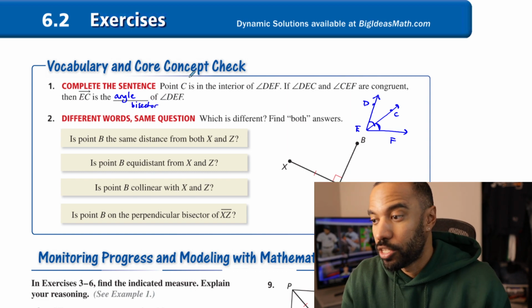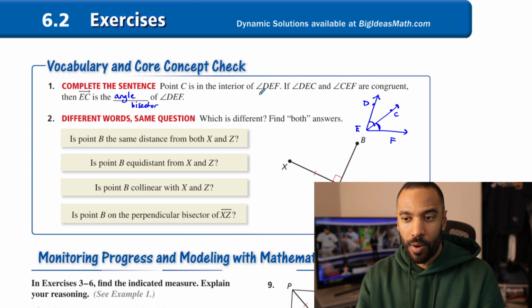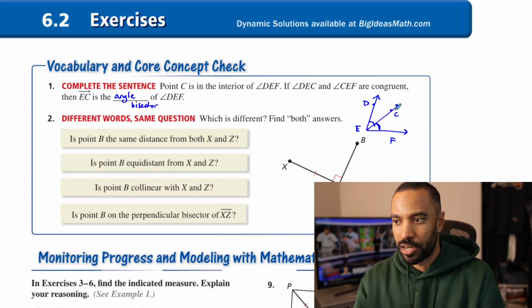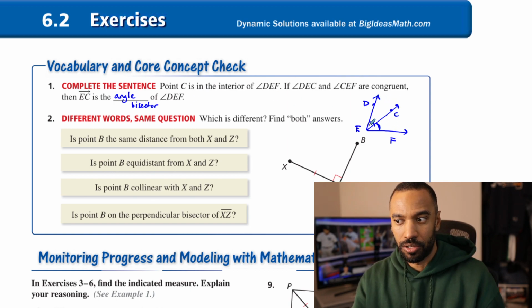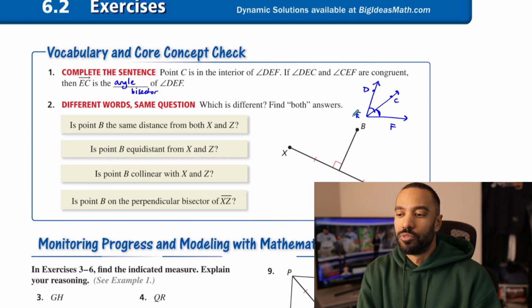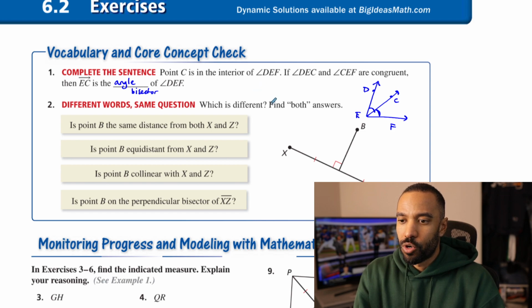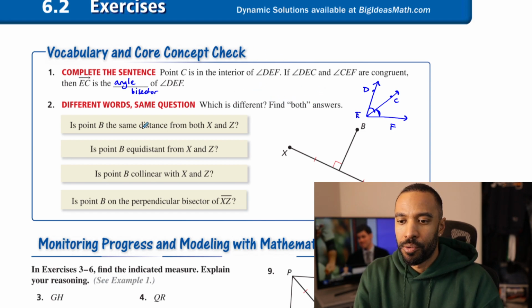That doesn't have anything to do with the angle bisector theorem, the one that states that these points are equidistant here and here. That just states what an angle bisector is. So there's that. Okay, different word, same question. Which is different? Find both answers.